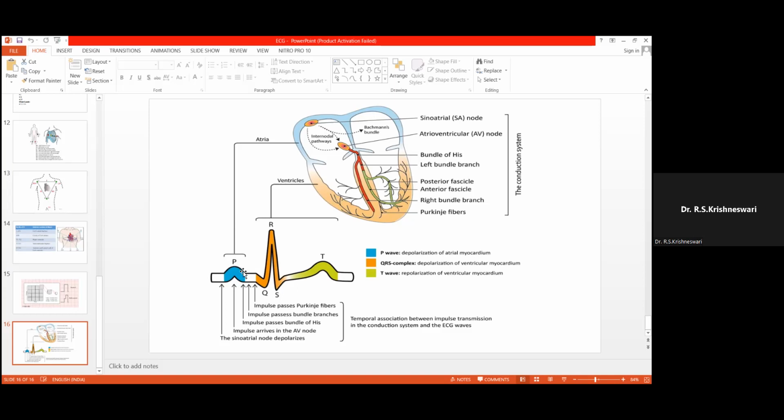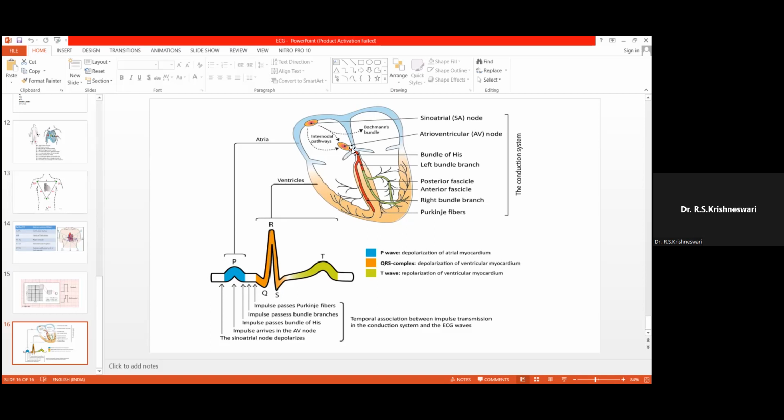So the P wave represents atrial depolarization, and before the Q wave there is a segment. We will be talking about the names of the segments later. This segment represents the travel of the electrical impulses from the AV node till it reaches the ventricle, that is, till it reaches the bundle branch, through the bundle of His.